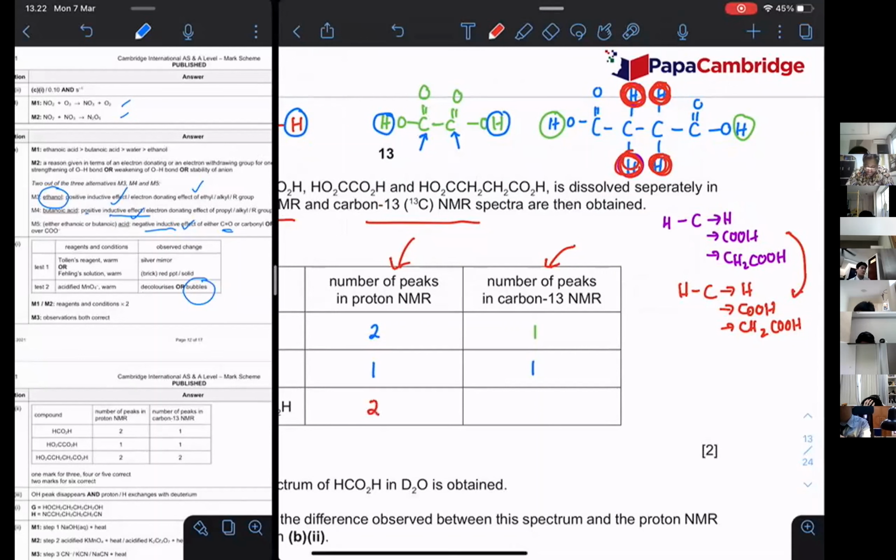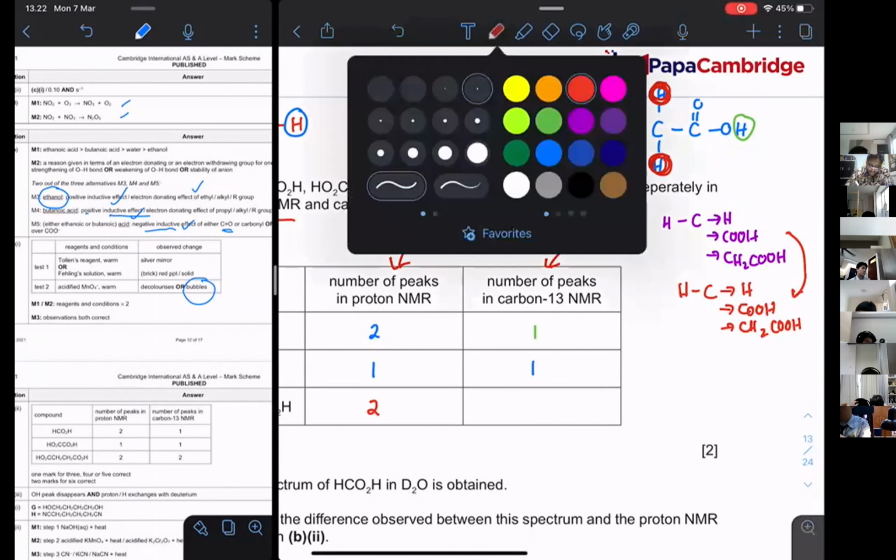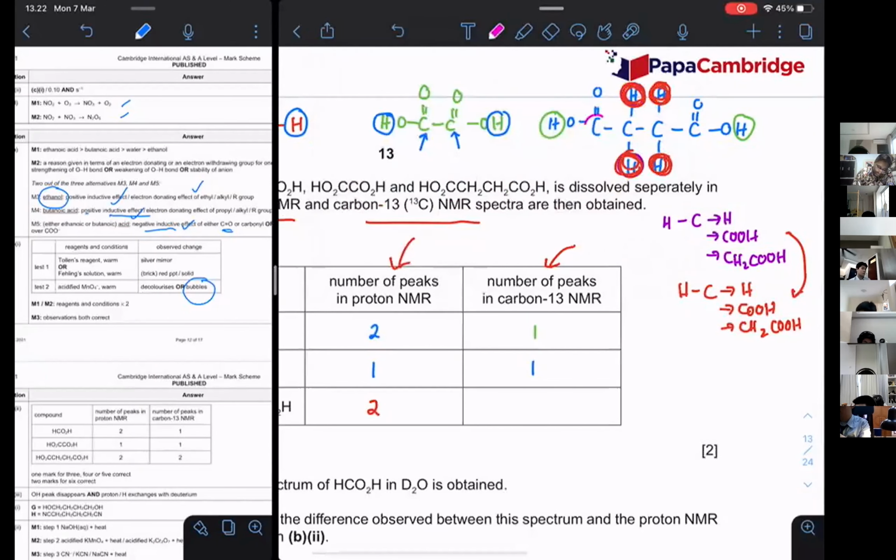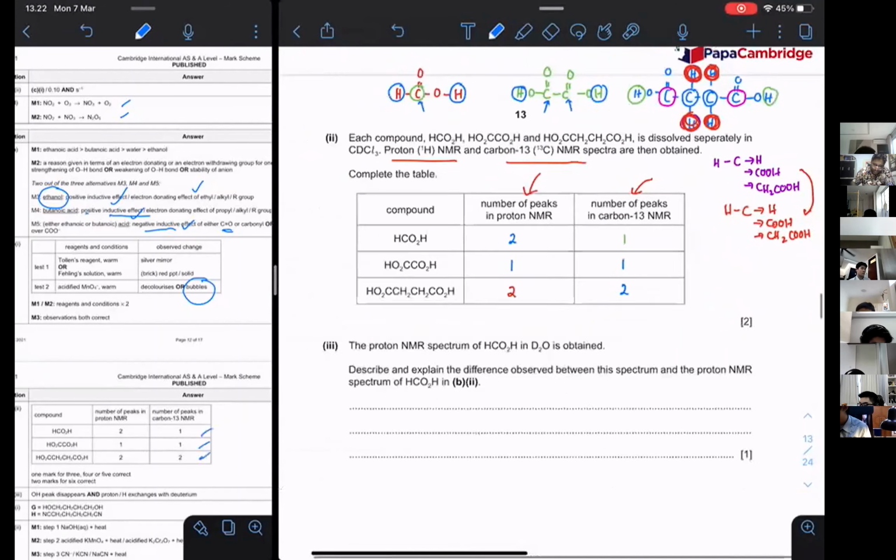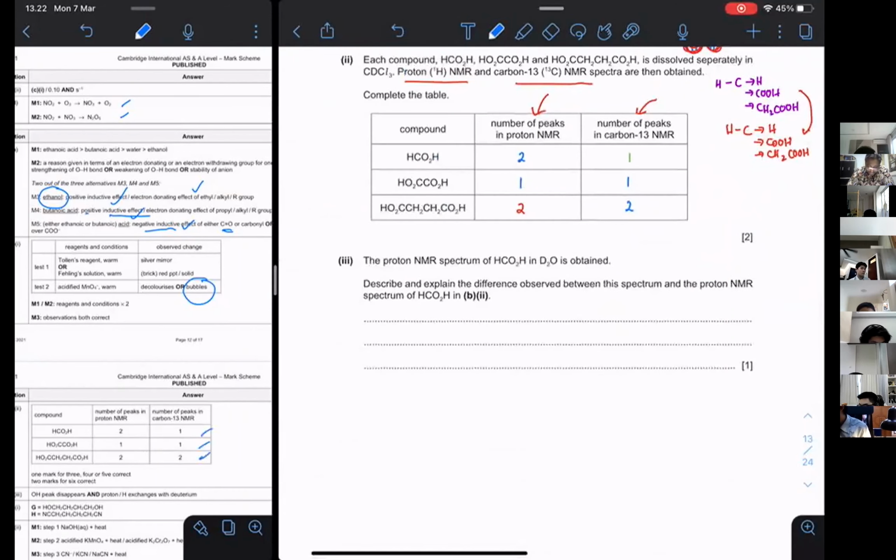Number of carbon-13 NMR peaks. If I look at carbon-13 NMR, this is the same as this. And this, CH2 and then COOH, CH2, must be the same as this. So there are 2, blue and pink. So 2, 2. You can see all the same.